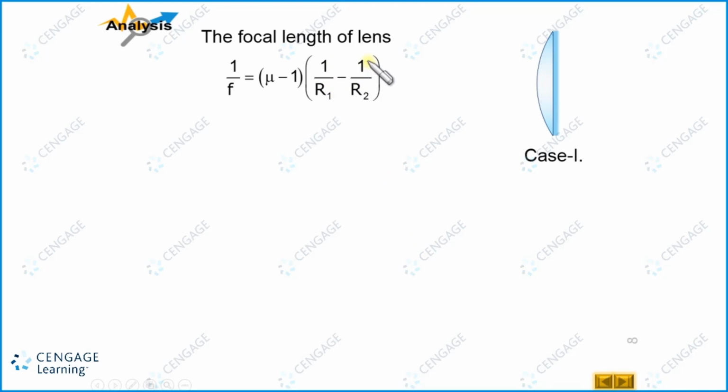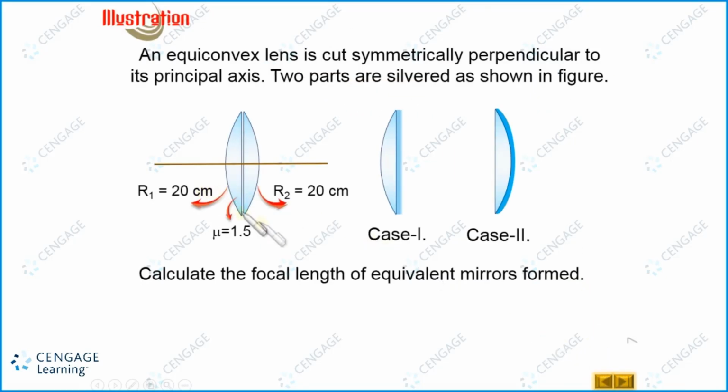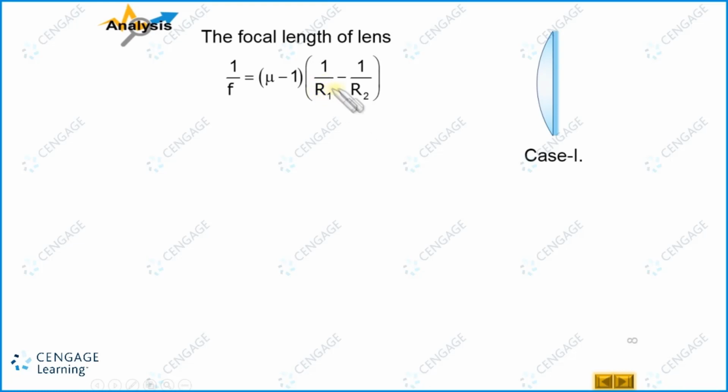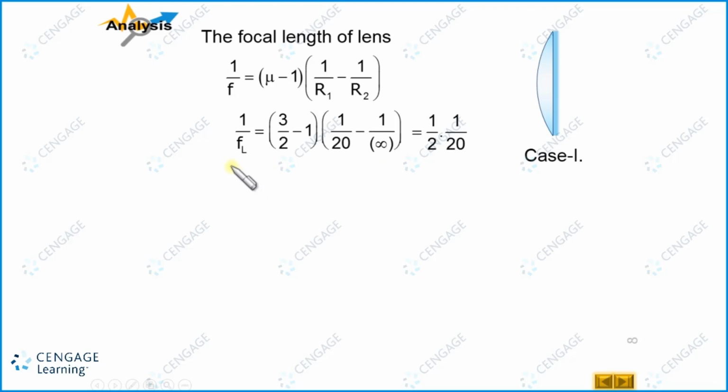Before calculating the equivalent focal length of the mirror, we need to find the focal length of this part. For calculating the focal length, we use the lens maker formula: 1 upon f equals (mu minus 1) times (1 upon r1 minus 1 upon r2). Here this is r1 and the center of curvature will be on the right hand side. That means r1 will be with the positive sign and the radius of curvature is 20 centimeter. So r1 equals plus 20 and this is a flat surface, so r2 is infinite, and mu is equal to 3 by 2. Now we can calculate: this is equal to 1 by 2 multiplied by 1 by 20, right? That means the focal length of this lens part is equal to 40 centimeter.